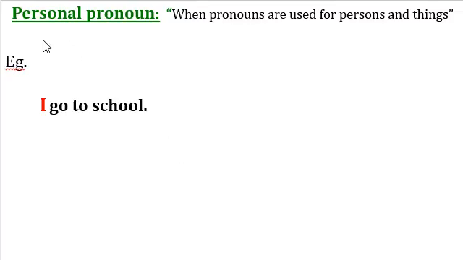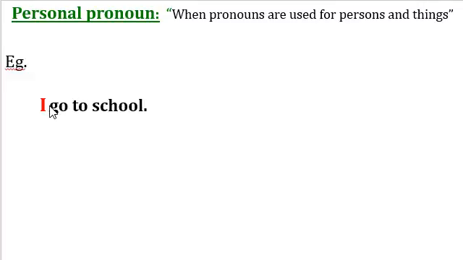So the first type of pronoun is personal pronoun. The definition is: when pronouns are used for persons and things, then you should say that these are personal pronouns. And one more tip that I want to give you is that I, we, you, he, she, it, they, all of them are personal pronouns.